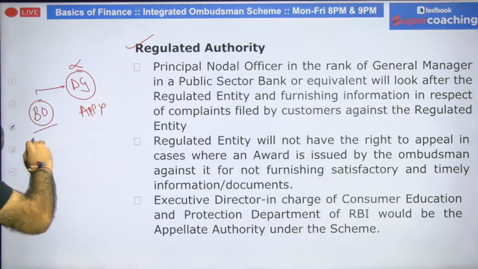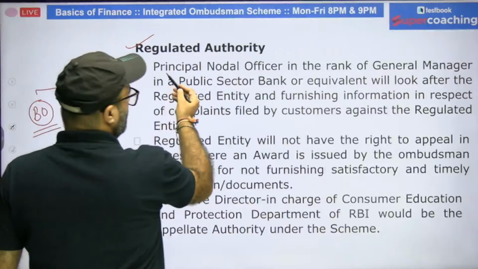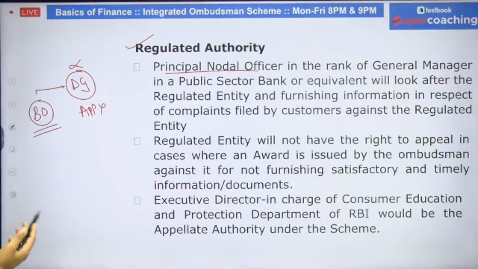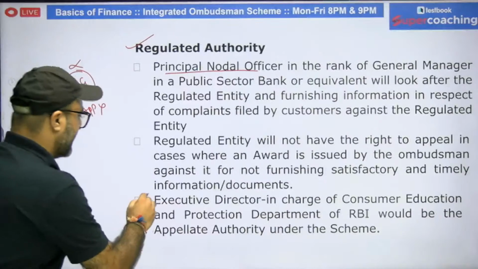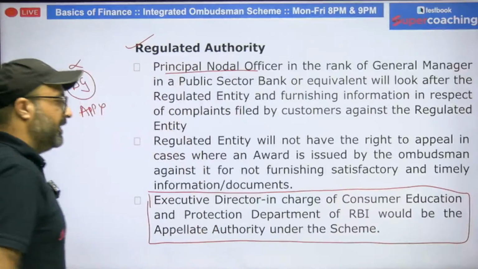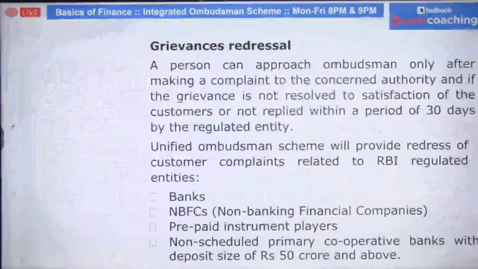If you do not agree with or accept the banking ombudsman's decision, then you can go to the principal nodal officer, in the rank of general manager in a public sector bank or equivalent, who will look after the regulated entity. Remember that the Executive Director in charge of the Consumer Education and Protection Department of RBI is going to be the appellate authority under the Integrated Ombudsman Scheme, which was earlier the Deputy Governor, where you can challenge the decision of the banking ombudsman as well.